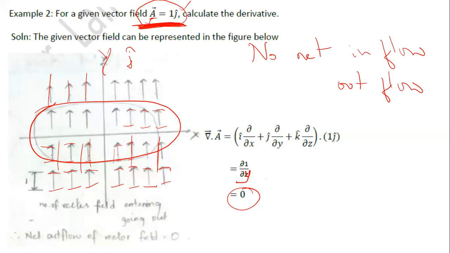You can consider any region of space here. You can consider the space here also. Out here, 3 vectors are entering, 3 vectors are leaving. That means no net inflow, no net outflow. That means the vector is not diverging from any region of space.